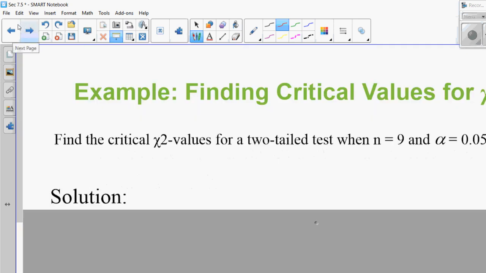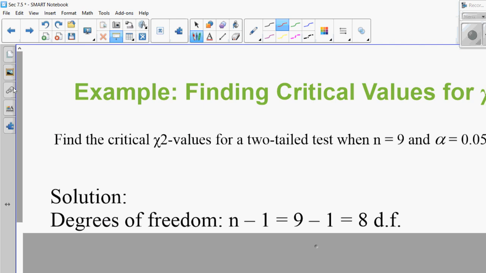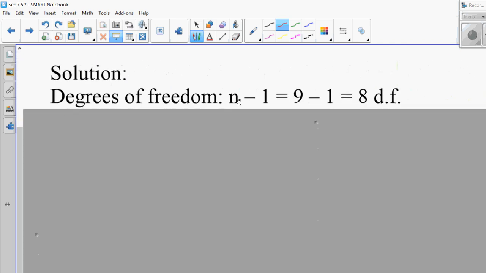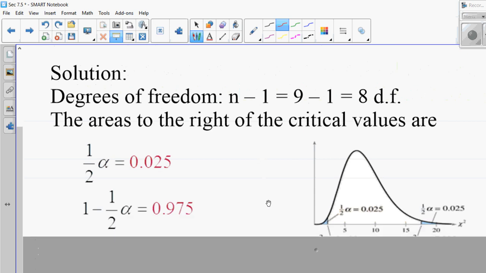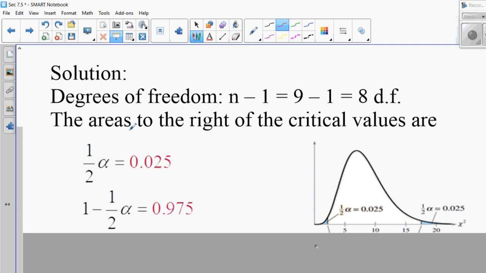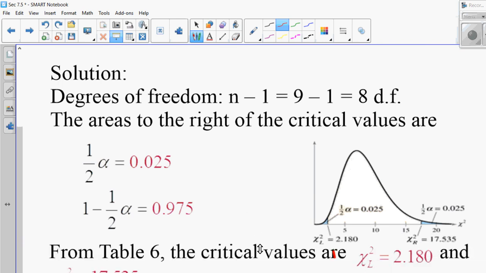The final one is if we have a two-tailed test. If we have a two-tailed test, we still have our degrees of freedom. That doesn't change. But what we have to do differently is find two tails, one for each. So we're going to find our two values, which are 0.025, which is this left part, and 0.975, which is the right. So we look up those two numbers in our chart, and we get 0.218 and 17.35.